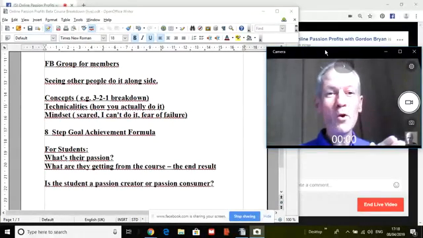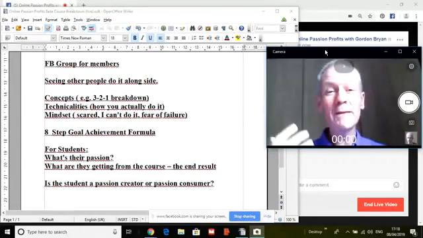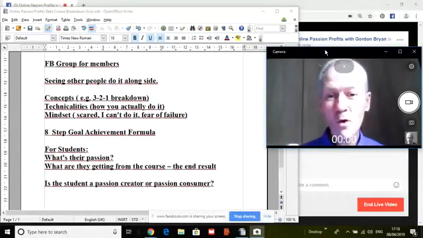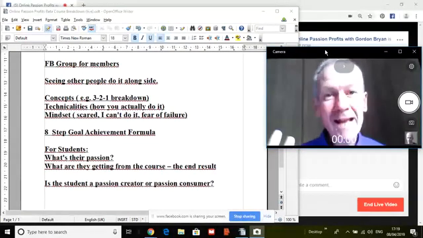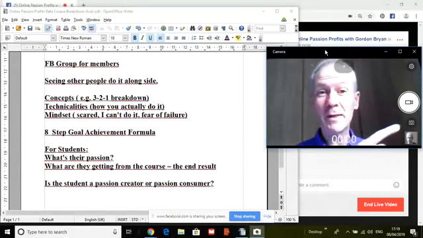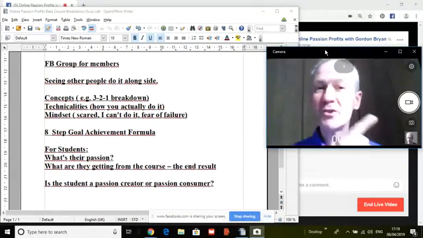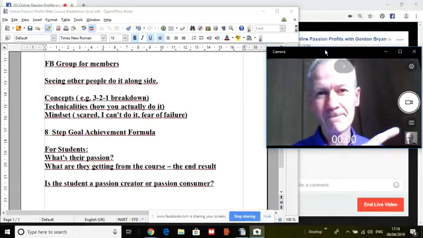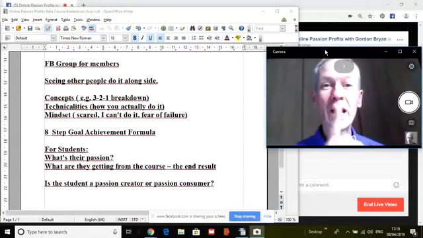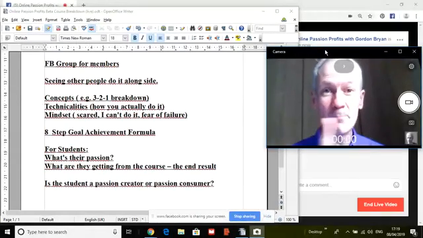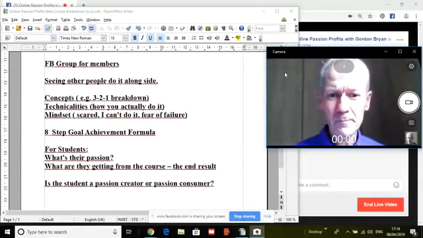Which means if you're an actor or a musician or a singer or a writer or an artist, then you're a creator in that area of passion. It could be that you love music but you're not a musician. You love sport, you're not a sportsman. You love art, you're not an artist. In that case, you're a consumer in the passion. And it doesn't matter which one you are. It works for both.